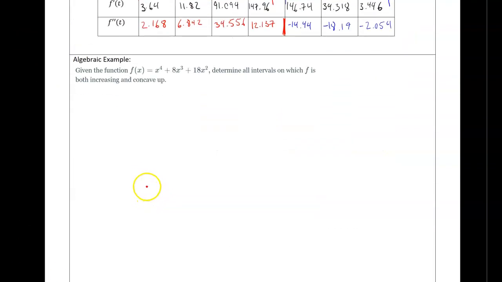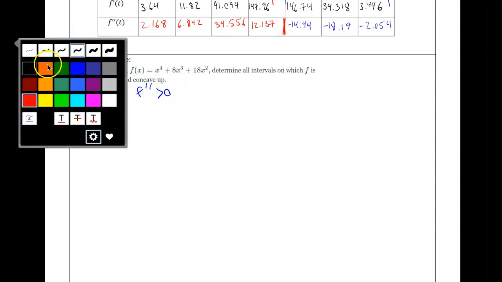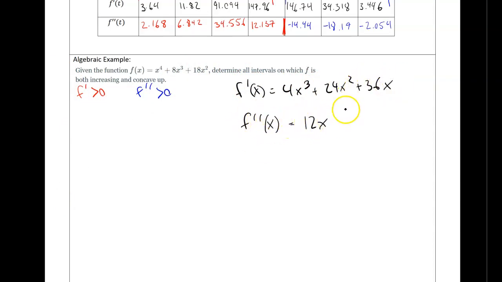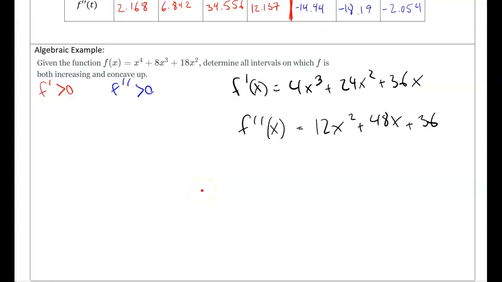So as we look at my algebraic example, the first thing I'm going to do is annotate. Increasing means my f prime, my first derivative, is positive. My slope is positive. Concave up means f double prime is positive. So I have to consider two different derivatives here, and it's very important that I keep my work organized. First I'm going to find both of my derivatives. f of x is this, f prime of x is just a power rule, and then f double prime is the derivative of f prime. This one's going to be quite a bit of work, so make sure you write pretty small.